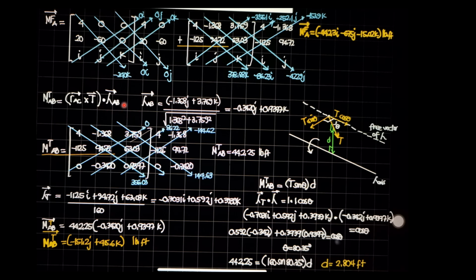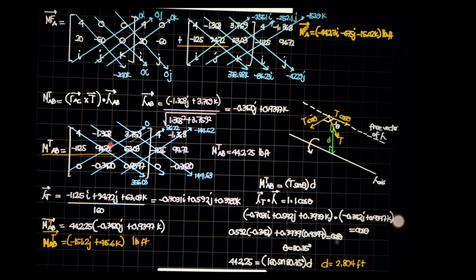So for my students, you already know that. So lambda of AB is from A to B. So it is coordinates of B only, negative 1.368J and 3.759K, divided by square root of 1.368 square plus 3.759 square. So that's negative 0.3420J and 0.9397K. So substitute here, this is AC, components of AC, 4, negative 1.368, 3.759.